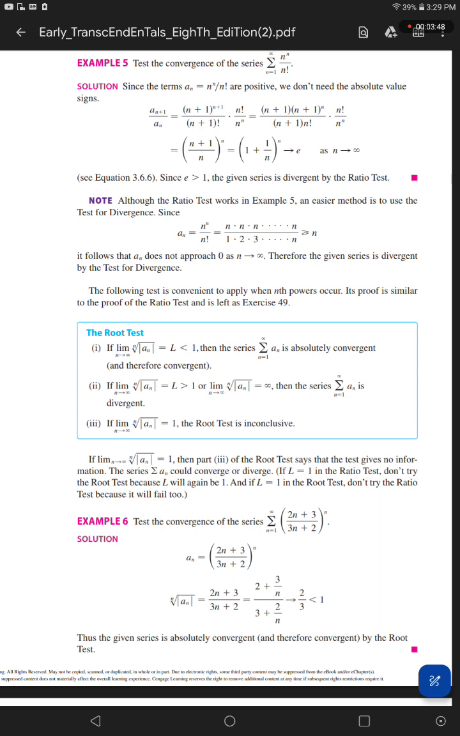Number 2, if the limit as n approaches infinity of the nth root of the absolute value of a sub n equals big L, which is greater than 1, or the limit as n approaches infinity of the nth root of the absolute value of a sub n equals infinity, then the series, the sum from n equals 1 to infinity of a sub n is divergent.